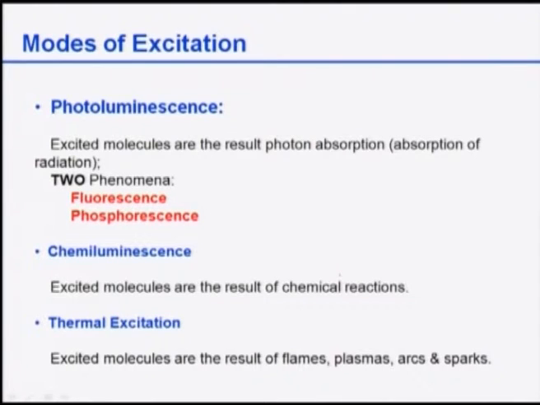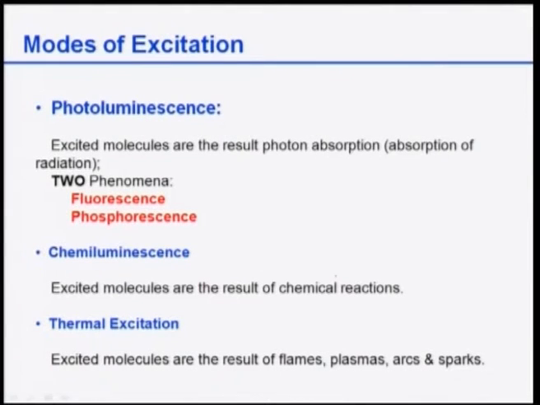That means, you can excite the molecule, or electrons basically, from the ground state to a higher energy state or excited state in different ways. The first one is known as photoluminescence, which is the subject matter of this class today. Excited molecules are the result of photon absorption, like absorption of radiation. So, when a certain radiation falls on a molecule, if the molecule can absorb this radiation in terms of photons, we call it photoluminescence. There are two kinds of phenomena that can occur. One is fluorescence, the other is phosphorescence, which we will discuss separately after certain slides.